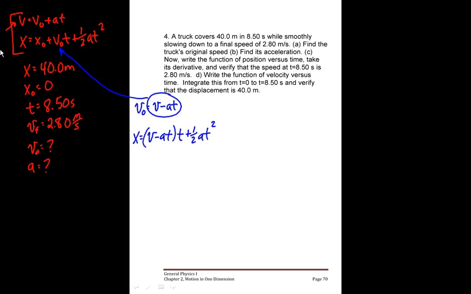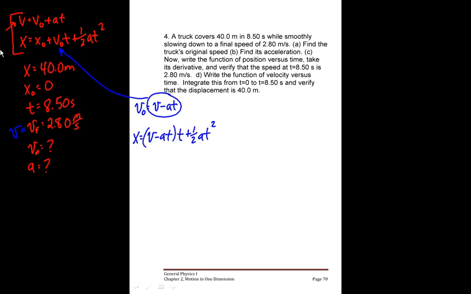Now in this equation, just double check, I should only have one unknown. I know X, I know V, which is VF. I don't know A, excuse me, but I do know T, and that's all. So the only unknown in this equation is A. So I want to solve this for A. So let's see what we can do here.